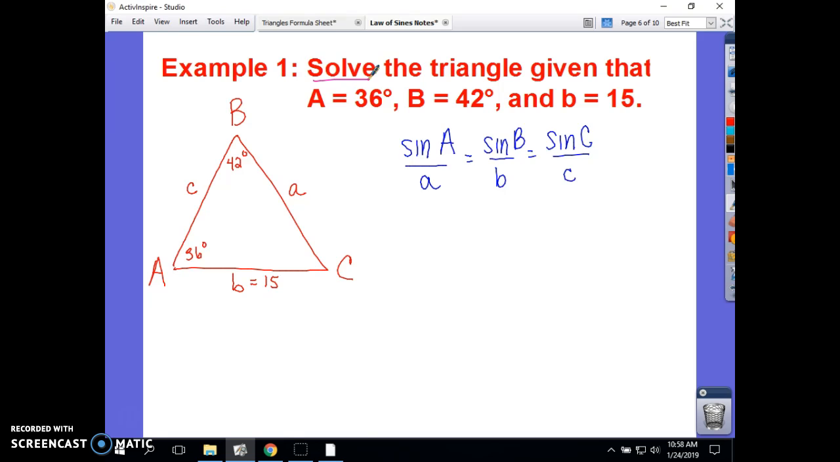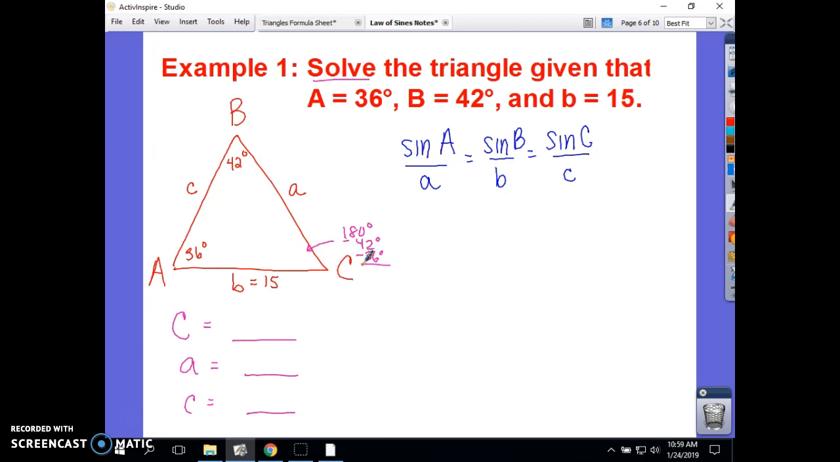So we are missing big C, we are missing little a, and then we are also missing little c. Now, you need to dig deep and go back to geometry and remember, what do all three angles add up to? And if you thought to yourself they add up to 180 degrees, then you're right. So I should be able to find angle C by taking 180 degrees and subtracting 42 and 36, because that's going to be what's left over, okay?